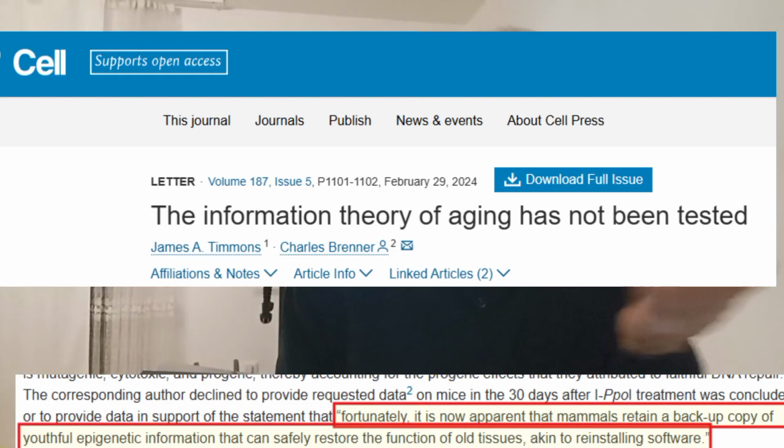First, let's discuss what the information theory of aging is. It suggests that aging is like a computer problem, like I mentioned earlier. Over time, the software that runs our body, our epigenetics, gets corrupted. Epigenetics is what tells our cells how to function, like what to repair, what to grow, and when to stop growing. When these instructions get scrambled, our bodies start to break down. Wrinkles form, muscles weaken, and organs stop working as efficiently. Think of your body like a computer.